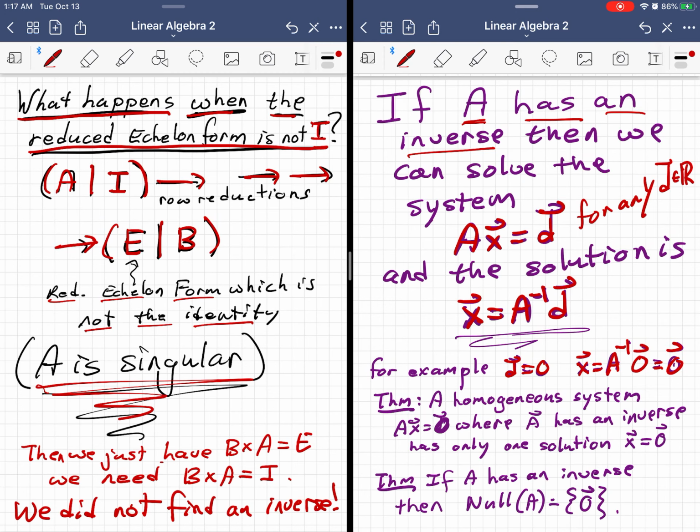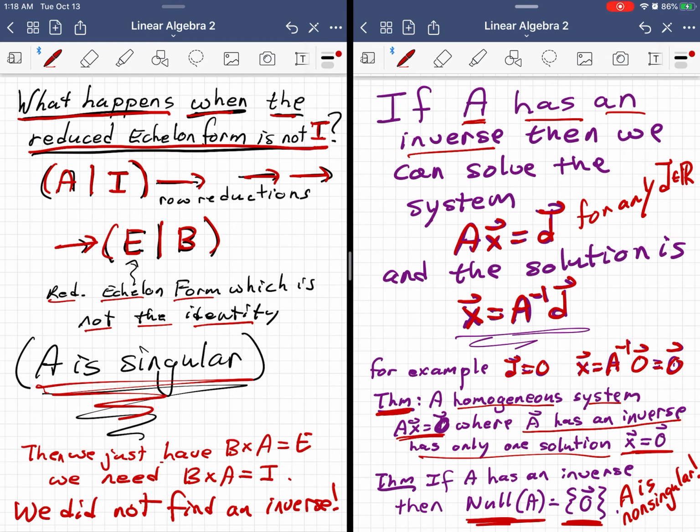So we actually find out that we have a theorem, this is the proof, what we just derived, that a homogeneous system, AX equals 0, where A has an inverse, has only one solution. X has to be 0. In other words, the null space of A is the 0, only 0 alone. That means A is non-singular. So if A has an inverse, then A is non-singular.